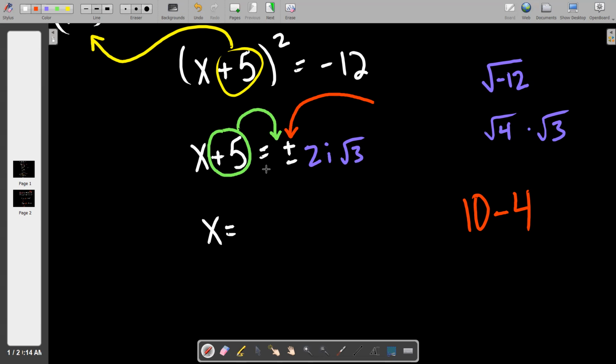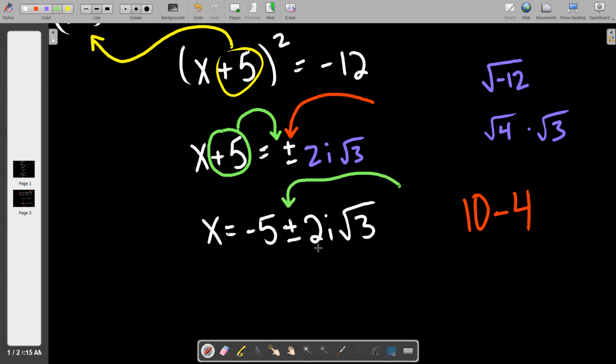So once I move the 5 over, it's going to look like this: -5, that sign, 2i√3. And now green arrow, when I point to this sign, what is it? Yeah. Do I really care? Not that much. I just figured 45 seconds. Now we know. So positive, negative switches to plus or minus. And we're done. At that point, these are the final answers.